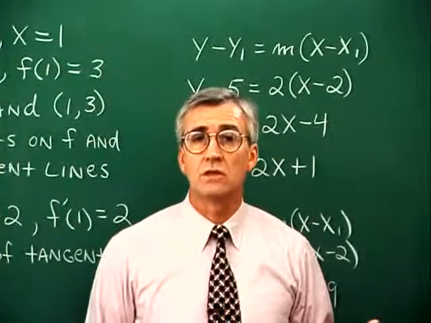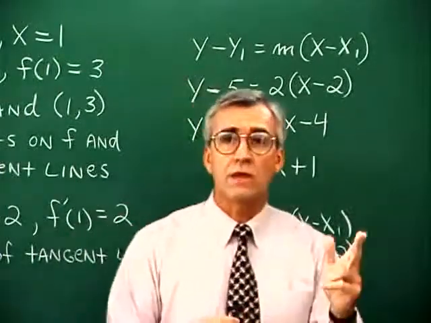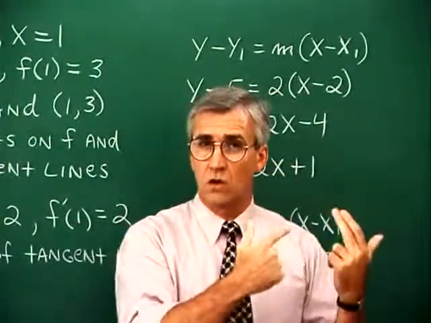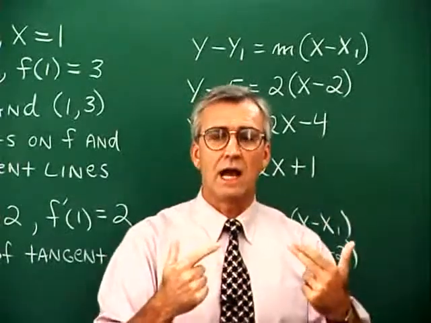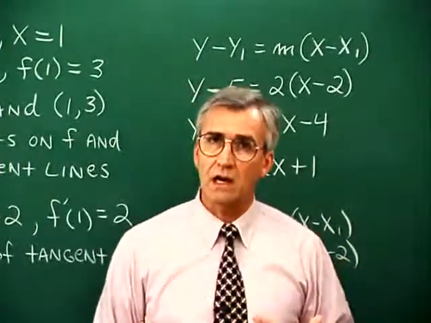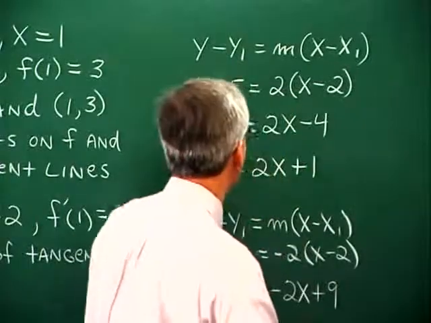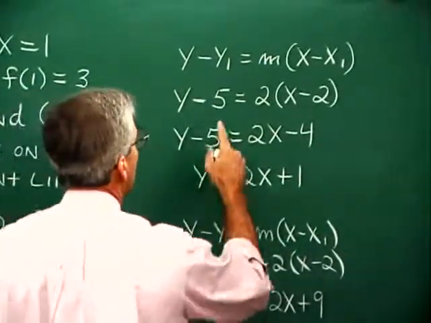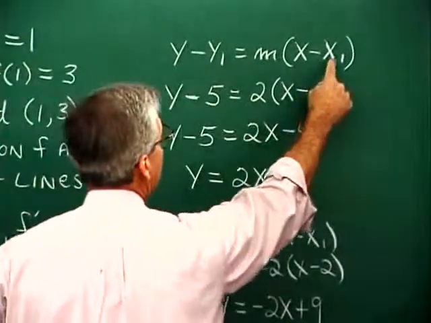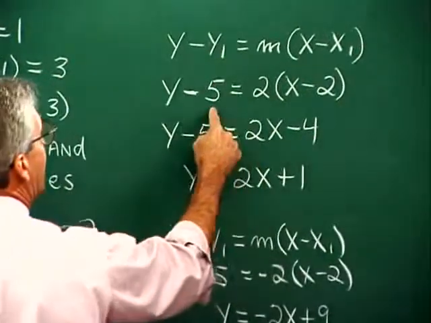You could use the point (3, 3) for one of them, along with the slope of that line, and then the point (1, 3) and the slope of that line if you want to. Or you can use (2, 5) for both of them, as I did here. So the point (2, 5), I replace this x with 2 and that y with 5.